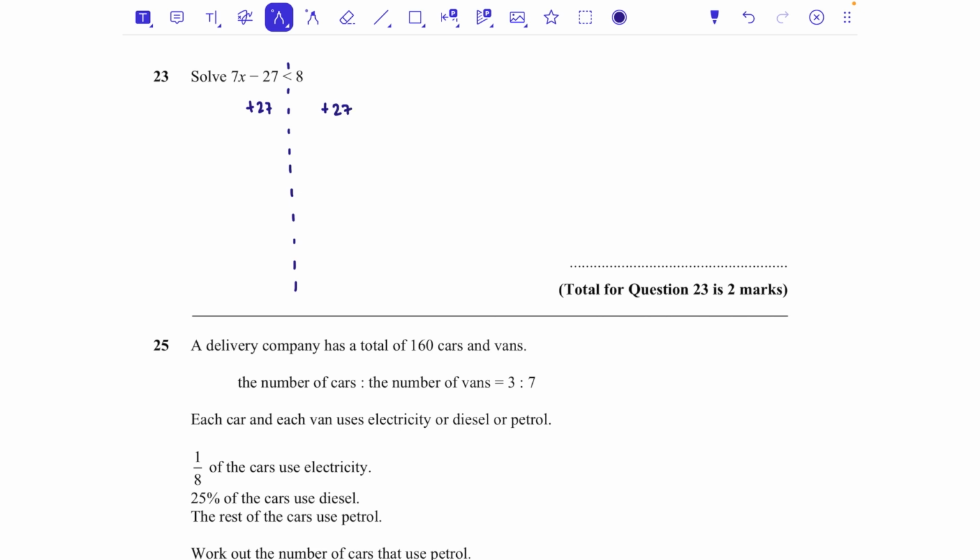The reason that we're doing that is to get rid of the minus 27. To solve, we just want that x left on its own. So I'm getting that x on its own by getting rid of the minus 27, adding 27 to both sides. Now I've got 7 lots of x is less than 35. But I don't want 7 lots of x, I just want x. So to get that, I'm going to divide this side by 7 and also divide this side by 7. So x is less than 5. That's my answer. We need the inequality on the answer line. You can't just put 5 on the answer line because it's important that x needs to be less than 5 in order for 7x minus 27 to be less than 8.